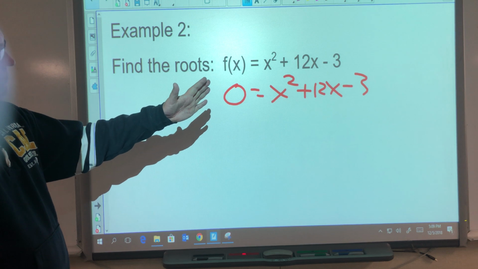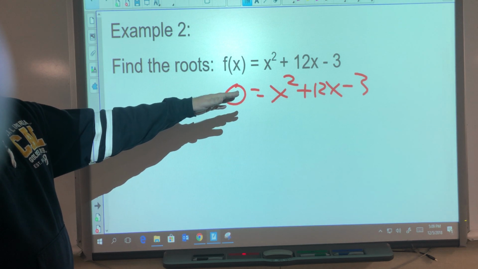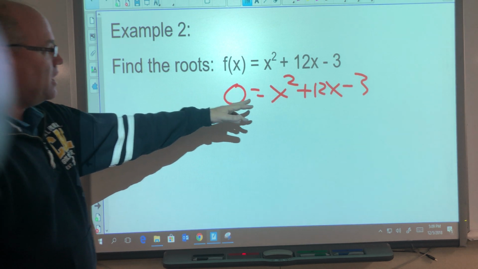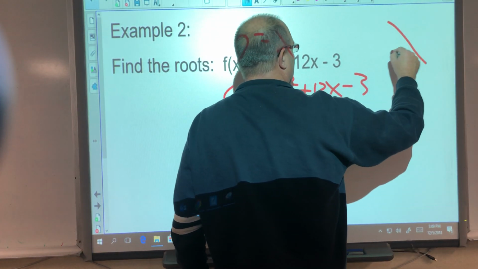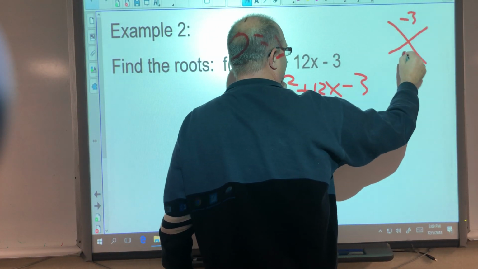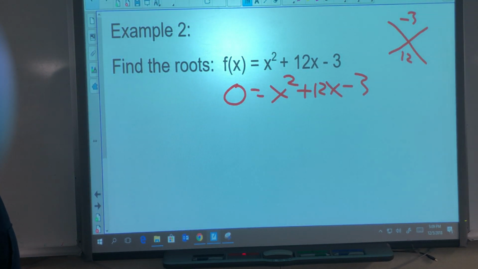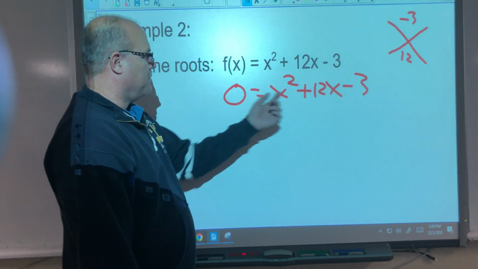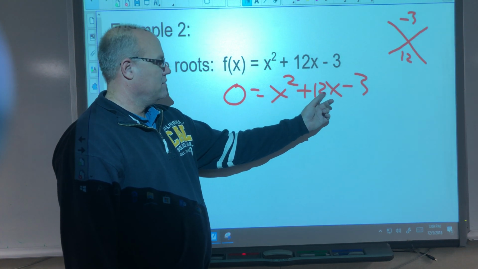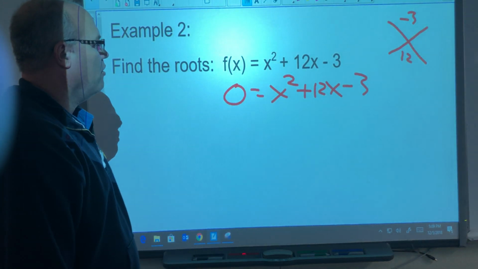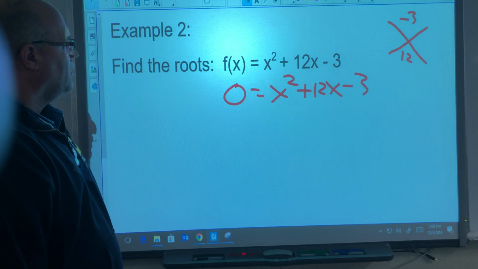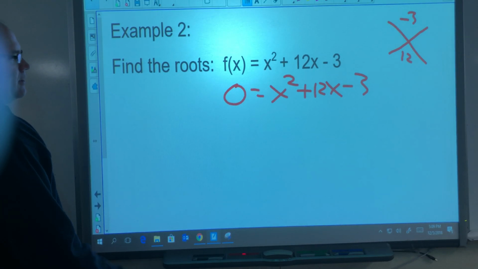Now, we may try to factor it first. But if I look at this, I need two numbers that multiply to -3 and add to 12. Again, it's not factorable, so we're out of luck. And again, we can't do the square root method because the b value is not 0, the b value is 12. So we're going to have to use this method. All right, so let's do it.